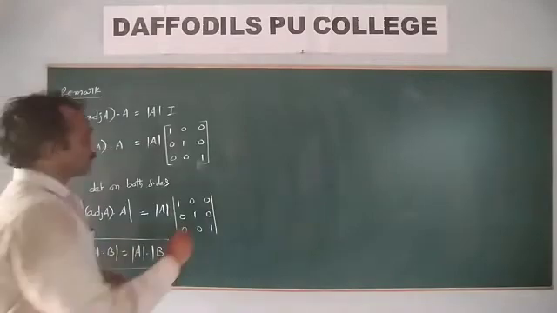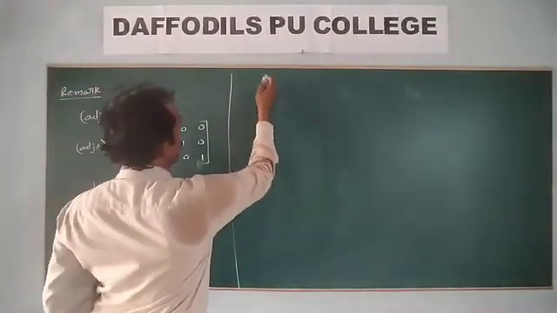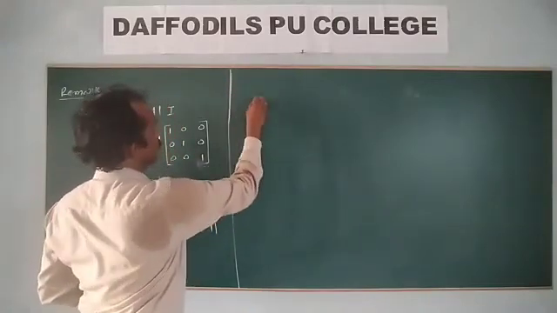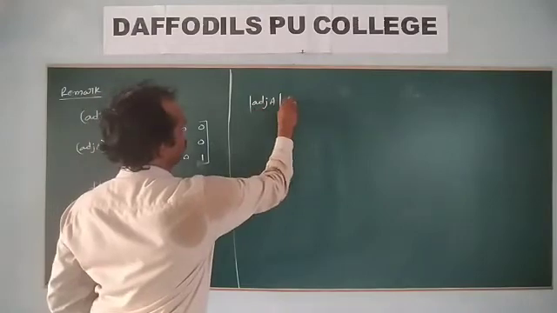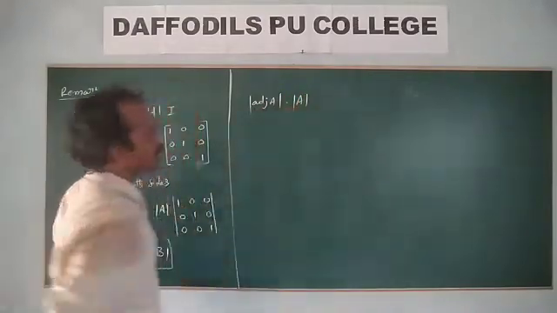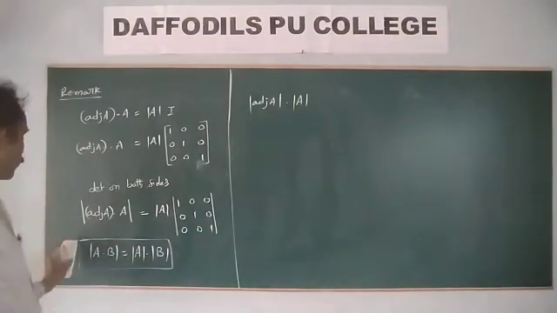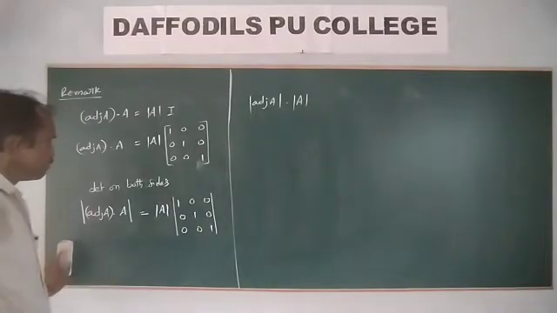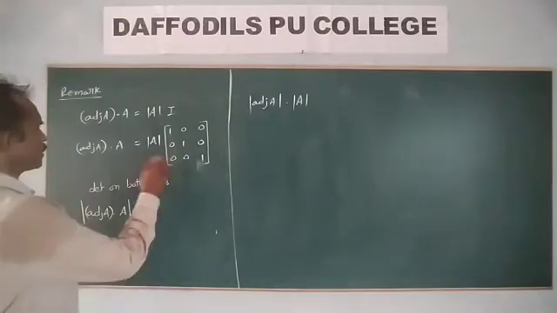Use this property here. Det of adjoint A, det A. Okay, first of all, we multiply this one. Wait a minute. Okay, after multiply, take determinant.